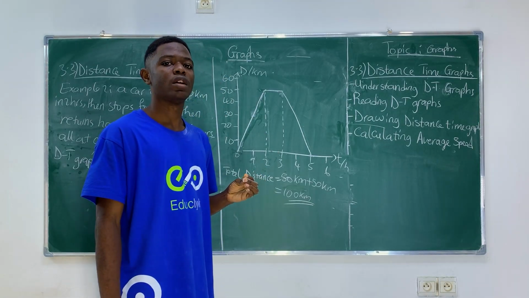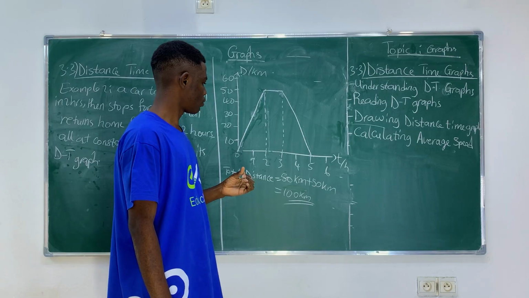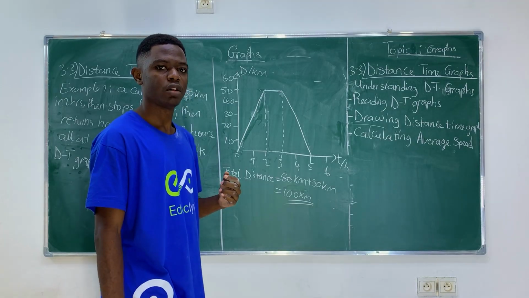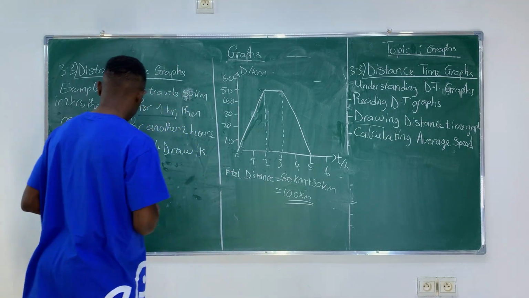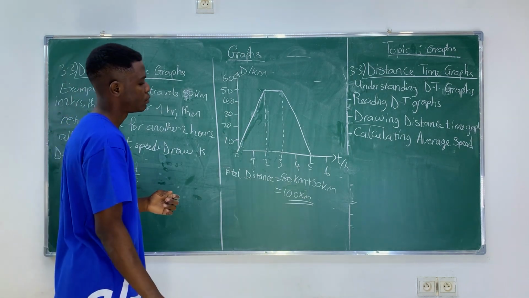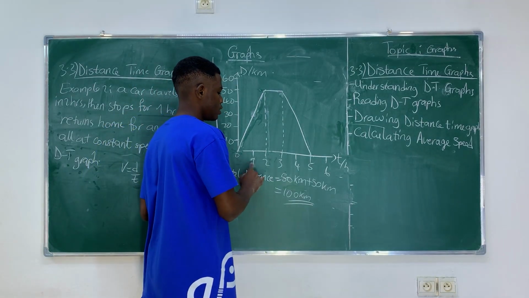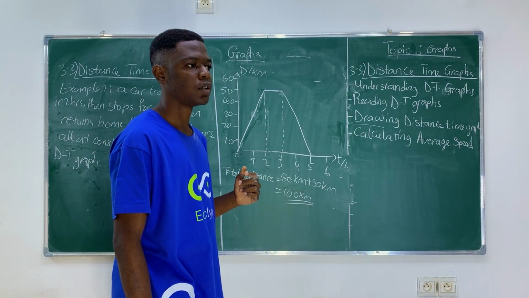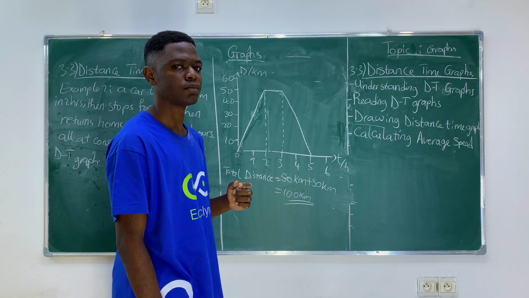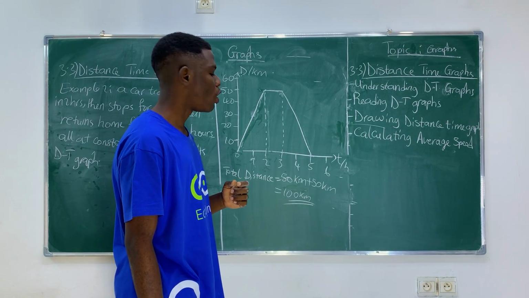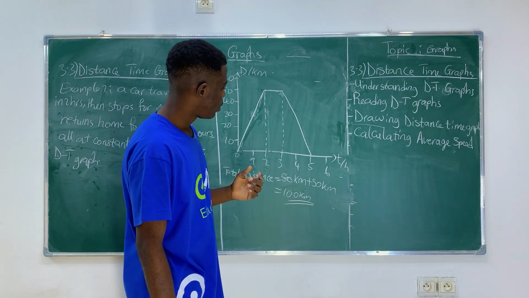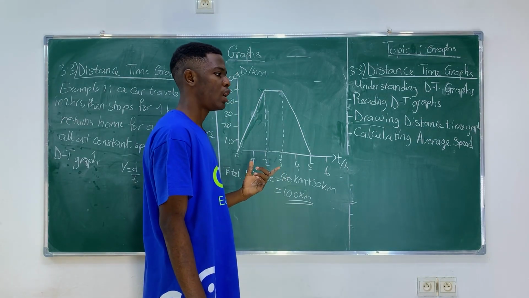They can also ask you for the average speed. What is the formula for speed? Remember, speed V is equal to distance over time. They always give you the time range for which you want to calculate the average speed.